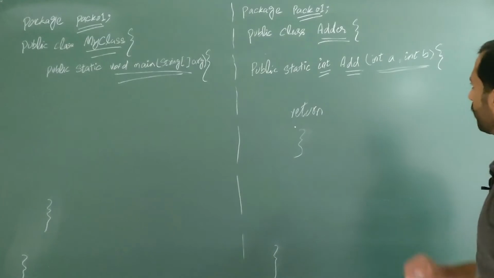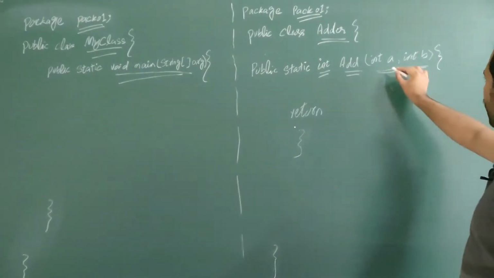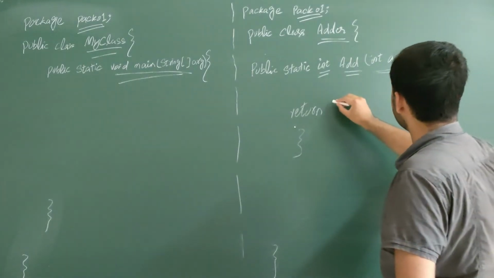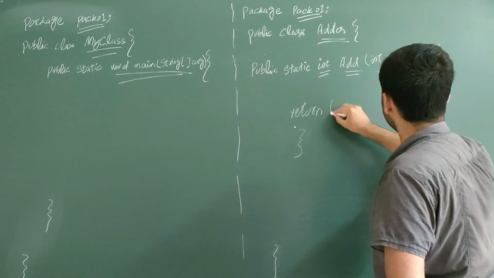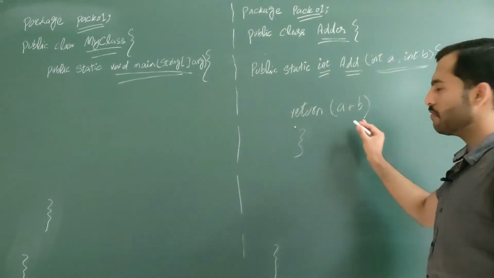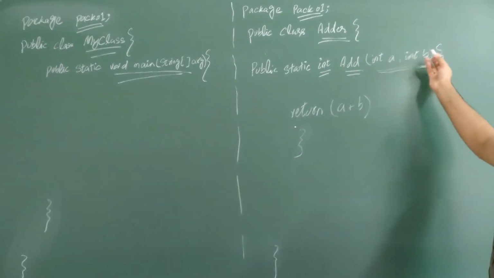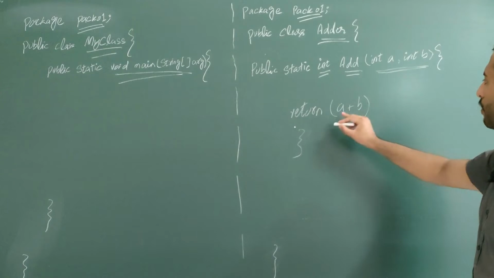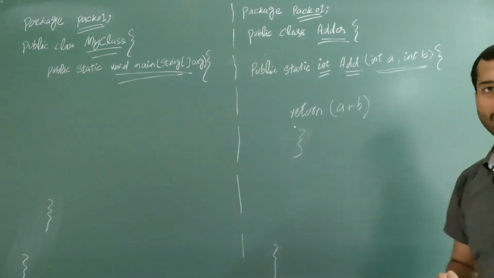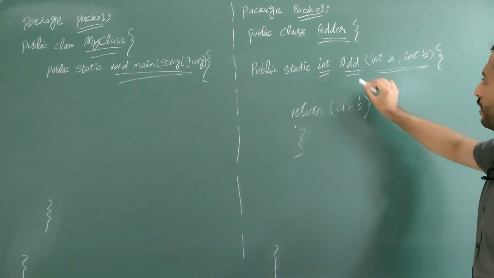So here is the return type, and now the return type must be an integer. For that reason, I will add this variable a and variable b. For that, I will write here a plus b. So now it will give me the sum of a and b. Whatever value I pass for a and b, it will return the sum of those variables. Now here the method name is add.